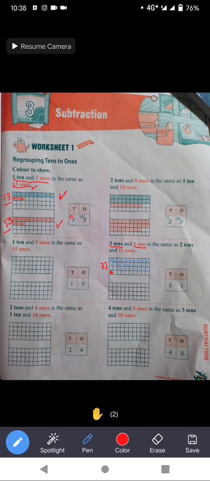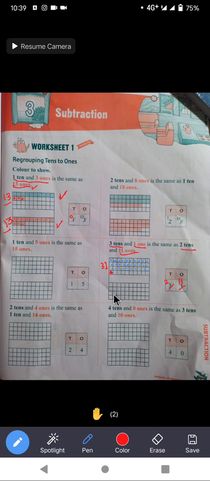Now let's regroup this. For regrouping we will borrow 1 from the tens place. Here we have 1 at ones place. Now take 1 from this side, so it will become 11. Now what will be left after taking out 1? 3 minus 1 is 2. So 2 will be left. So 3 tens and 1 one is the same as 2 tens and 11 ones. Now after regrouping we have 2 tens and 11 ones. Here we have already filled 3 tens and 1 one. Now we will fill 2 tens and 11 ones.